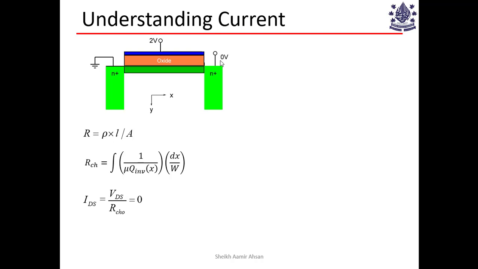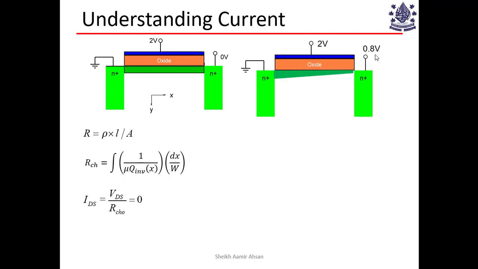But note that for VDS equal to 0, there will be no current because you have not applied any voltage between the drain and the source. So whatever is the value of the channel resistance, you will have 0 current. What if we apply a higher voltage? Then we have this kind of a scenario. Now note the overall channel resistance in this case will be greater than the channel resistance in this one. And that is because we have reduced the number of carriers at this end, and the overall resistance of this channel has increased.